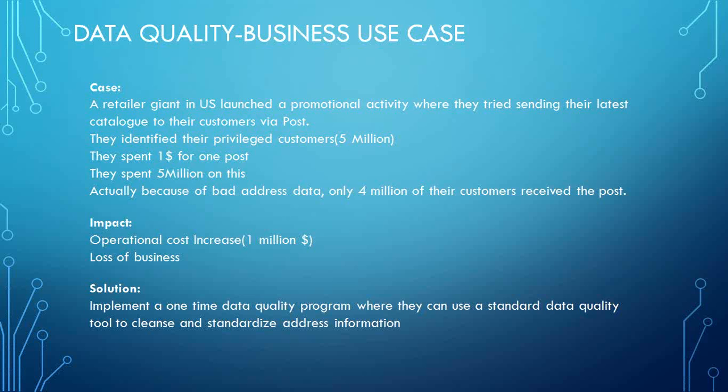So in this use case, what is the impact to the company? There are two impacts. One is operational cost, because you're spending money to print catalogs and post them, and you're not in a position to deliver them to the customer, so they're coming back to you. So it's an operational cost overhead, right? And what is the second impact? Second impact is loss of business, right? You have a privileged customer, but you don't have a proper channel to reach out to him.